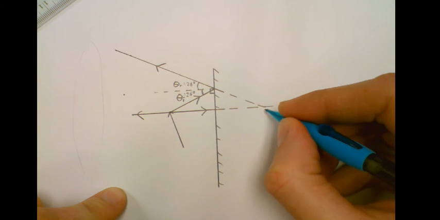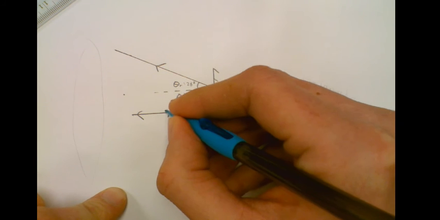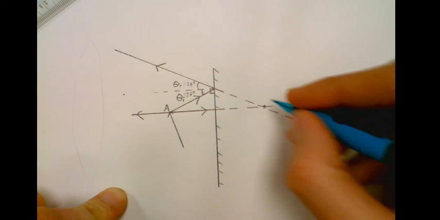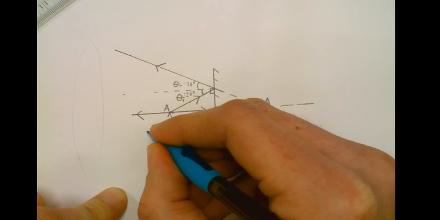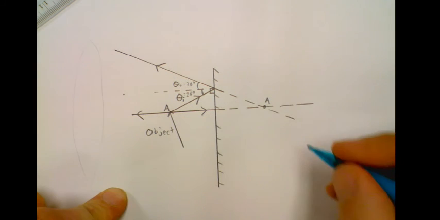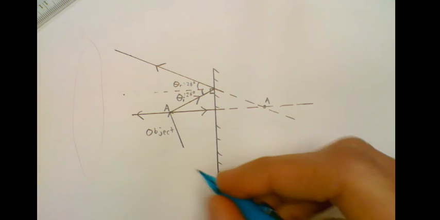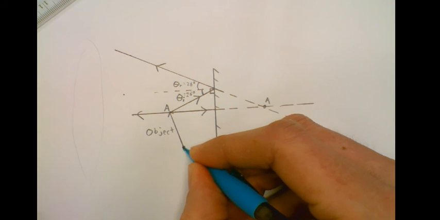And so now we'll know that this point is going to be right here, because that's where these two lines line up. If we call this point A, this is our object. It's what actually exists. And over here is going to be our image. Now that we've done that point, we're going to do the same thing over here with this point. So pick this point right here.